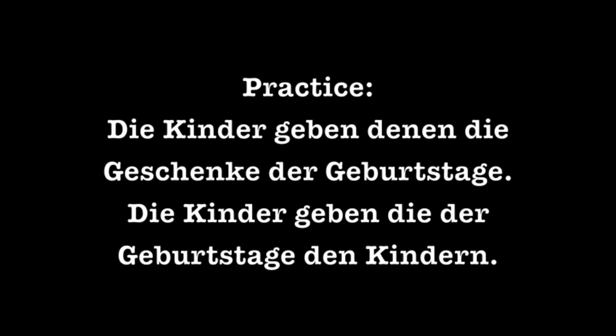If you wanted to take out the direct object in the sentence, you have to change the word order around again. Die Kinder geben die der Geburtstage den Schülern. In this sentence, die refers back to the gifts. Again, normally people would take out der Geburtstage as well.